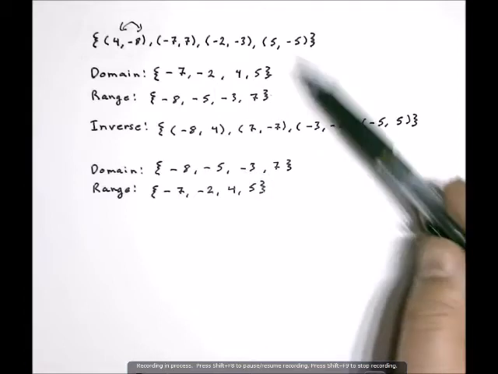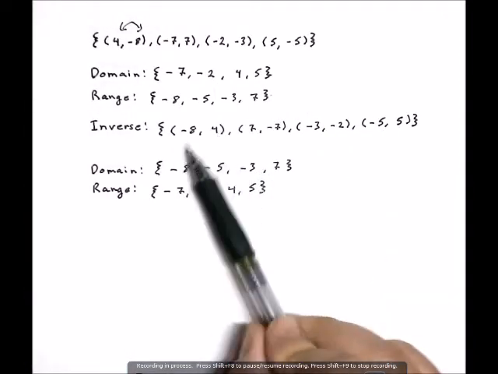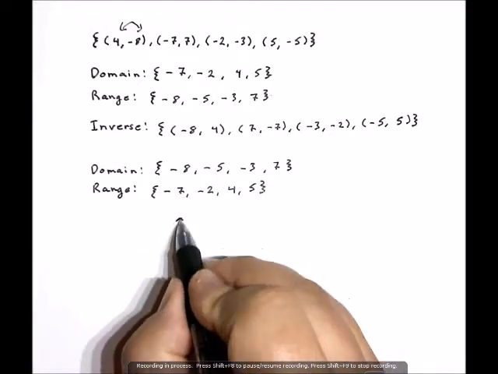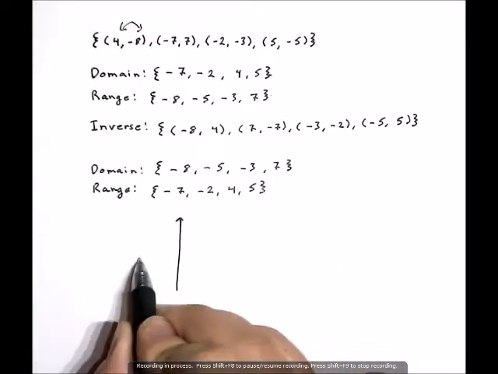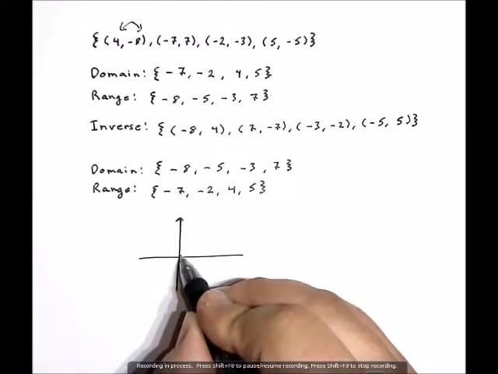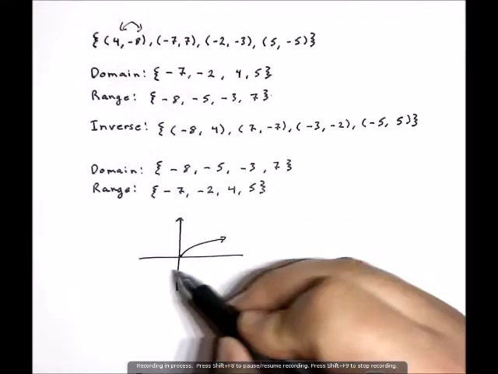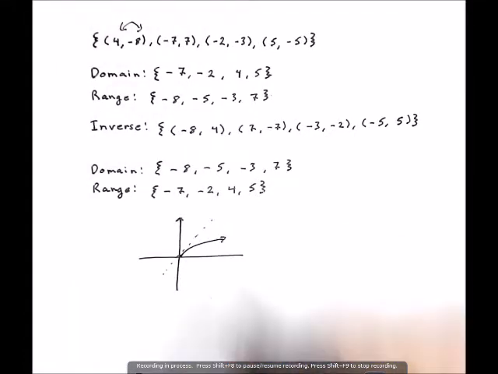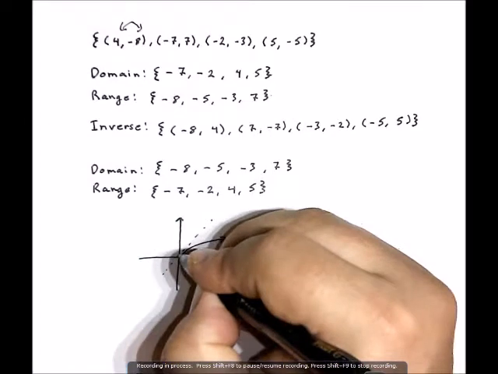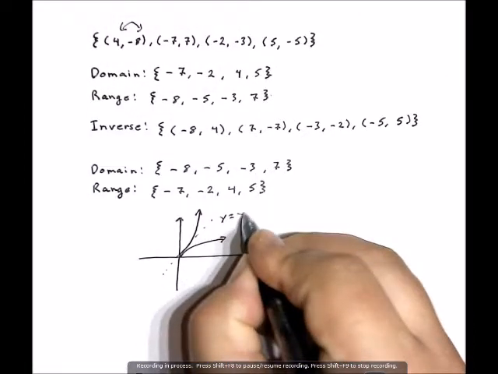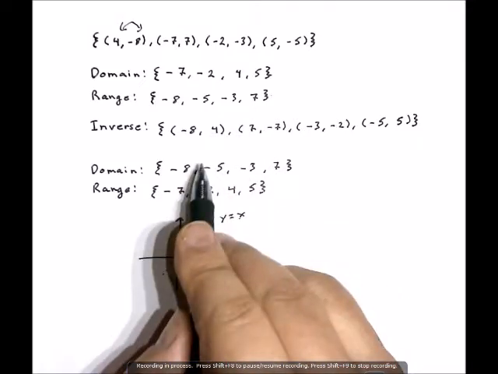So inverses flip x's and y's, they flip domains and ranges, and if we have a graph of an equation, the graph of the inverse equation is going to be symmetric around the line y equals x. So just remember, symmetric around the line y equals x, x's and y's, domains and ranges flip.